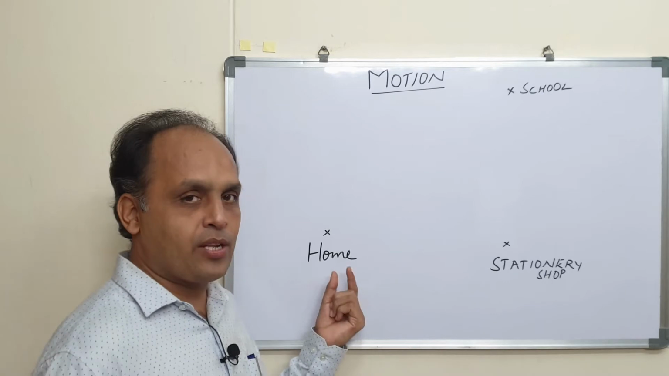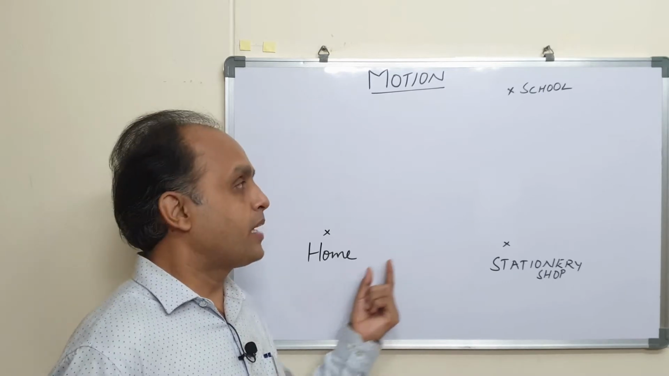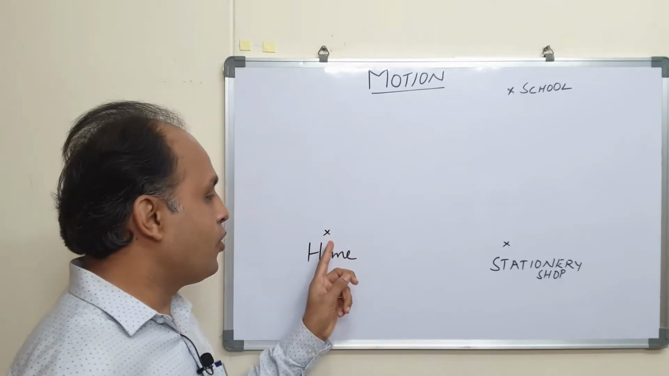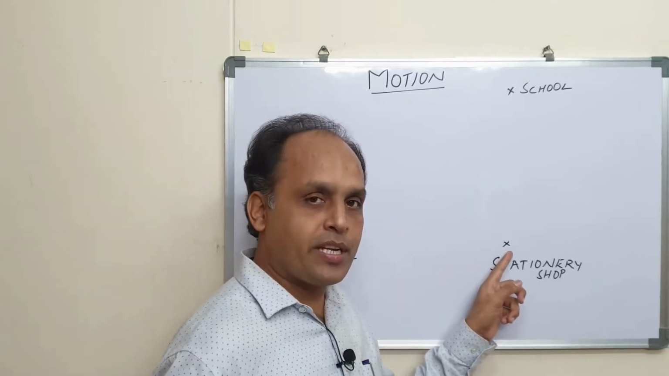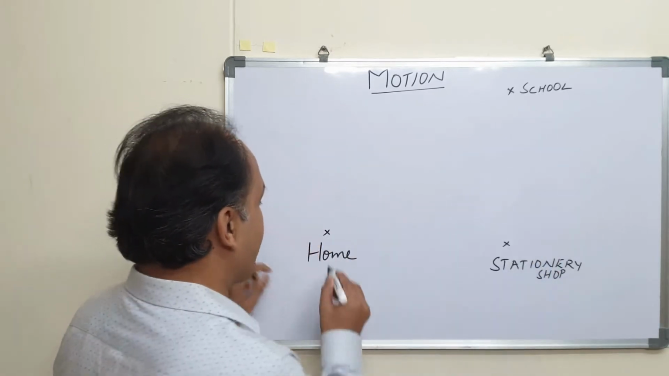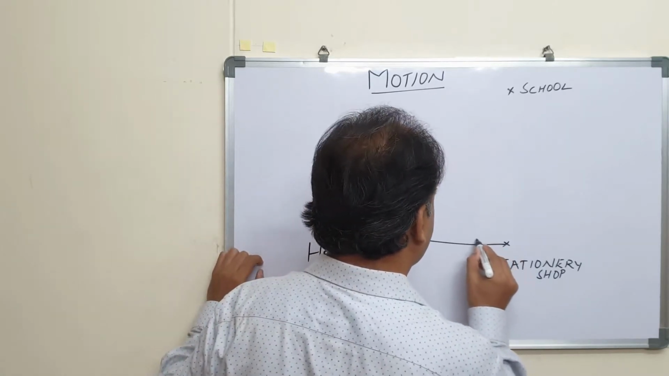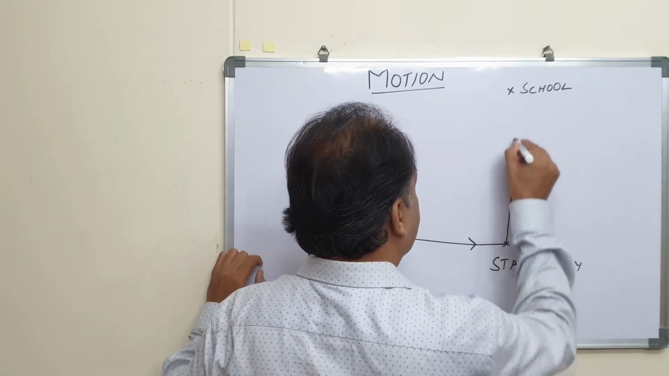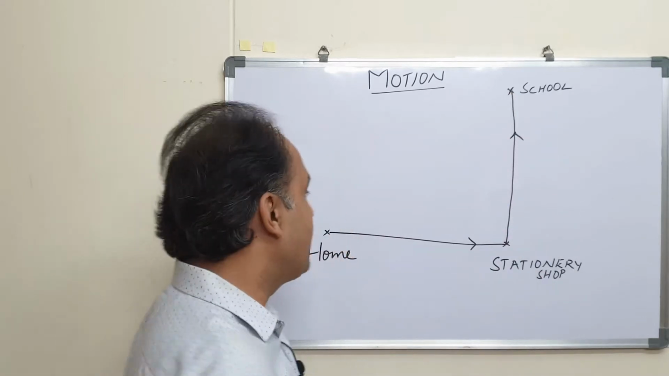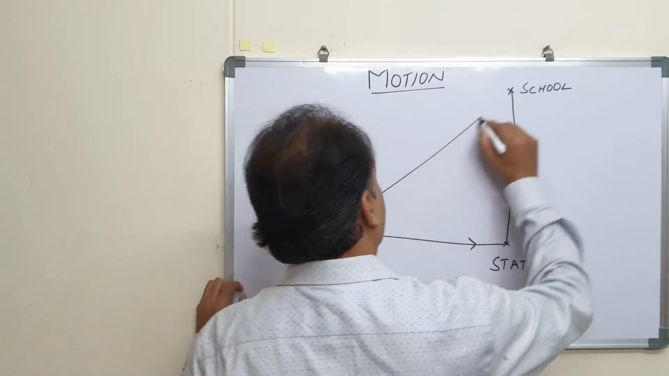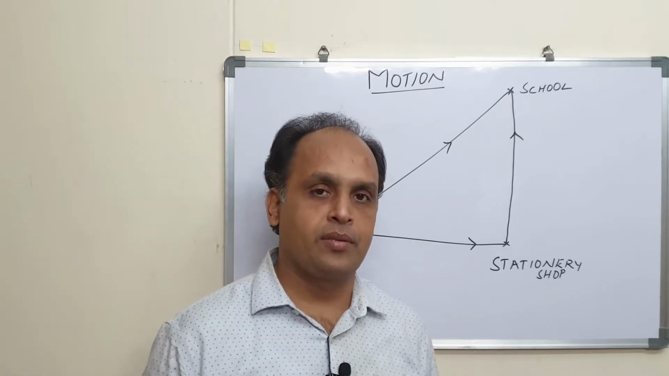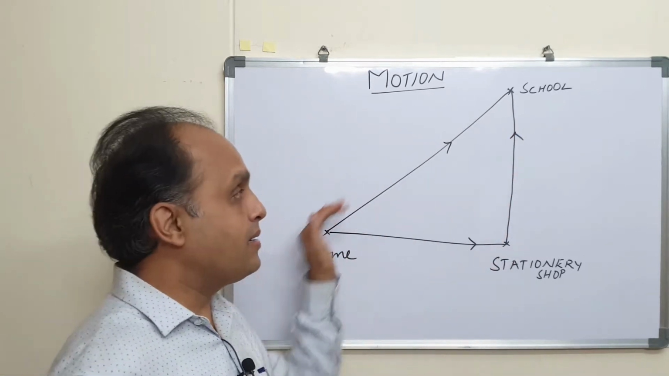This is a case where you start from your home and go to school on two different occasions. In one occasion, you go from home to the stationery shop, purchase something, and then go to the school. So that is this way. And in another case, you directly go from home to the school. That is in this way. So there are two different situations, this one and this one.